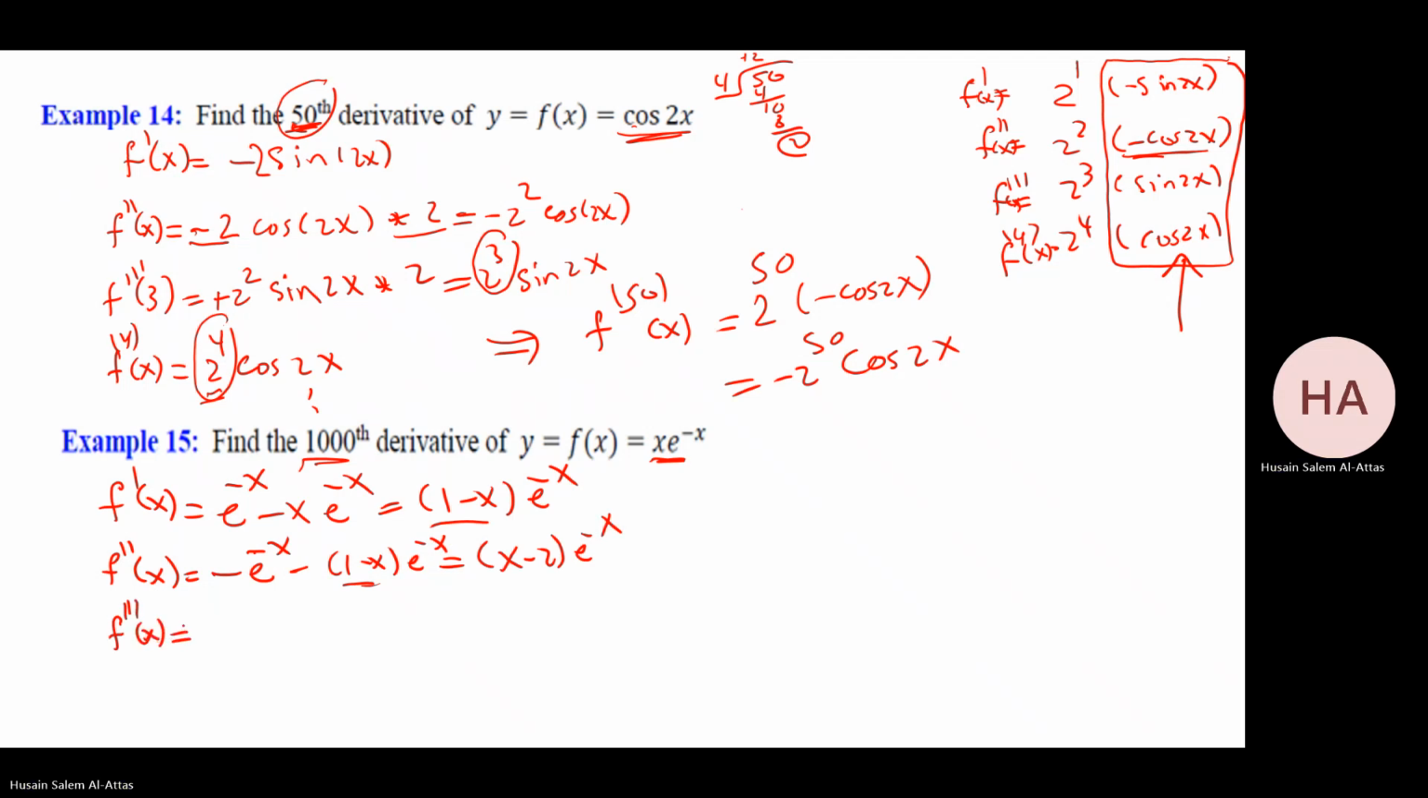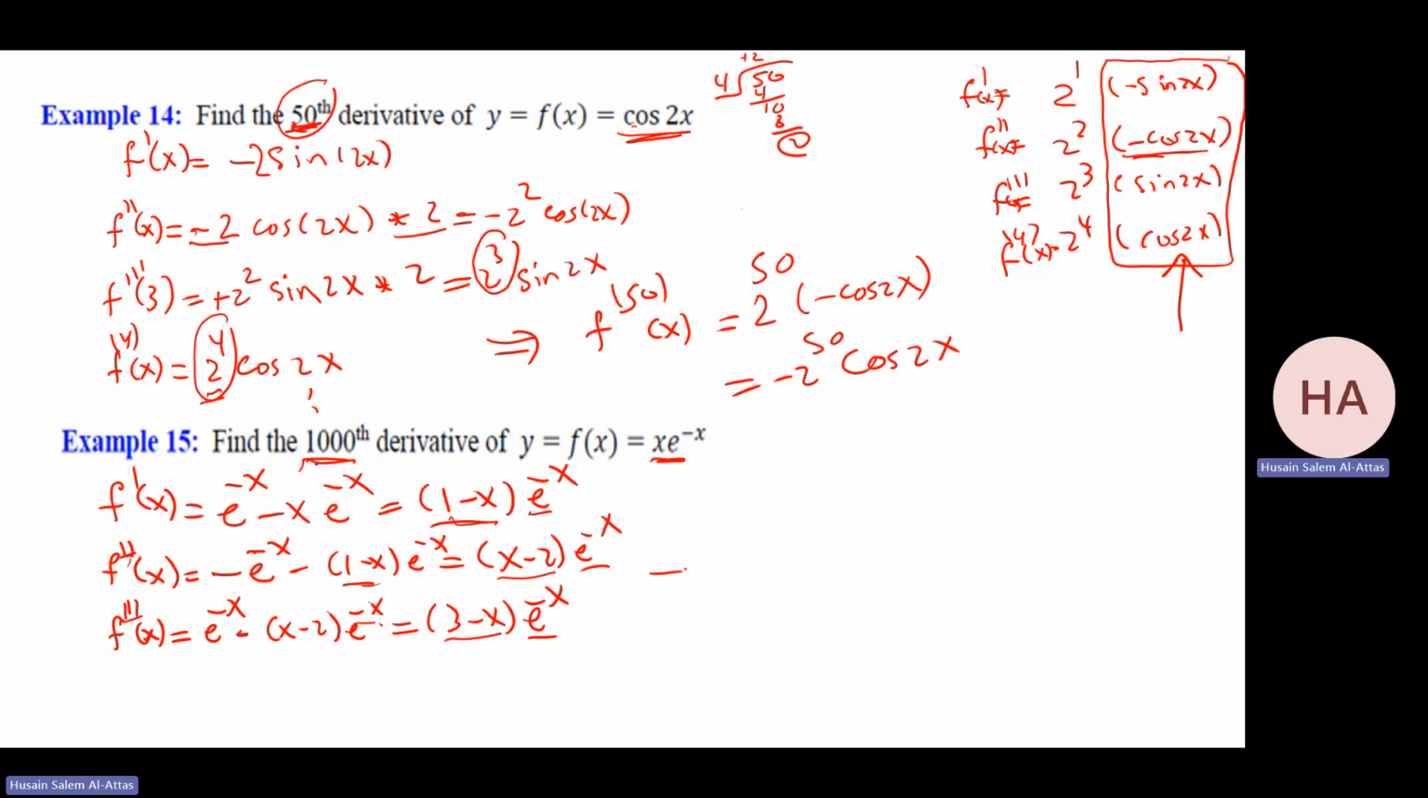Third, it will be what? e to the minus x plus x minus 2 times e to the minus x, times minus because of this. So it will be minus. So that will make it 3 minus x times e to the minus x. So it's very clear. It's times e to the minus x always. And this will be 1 minus x, x minus 2, 3 minus x. So for the even, it's x minus the number. For the odd, it's the number minus x.